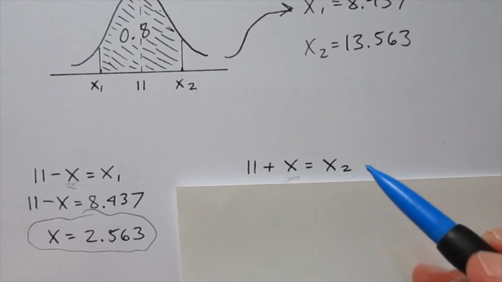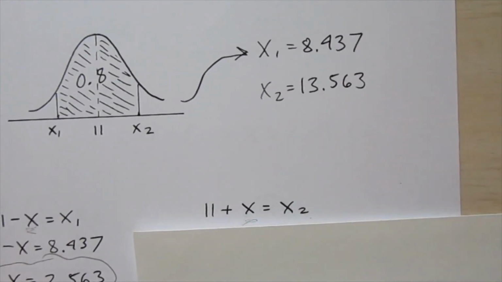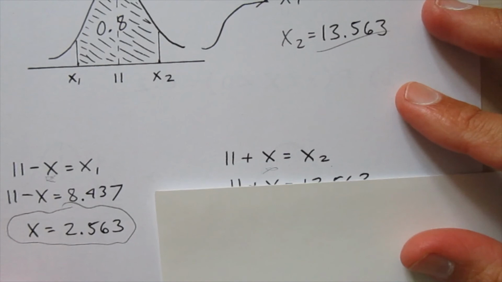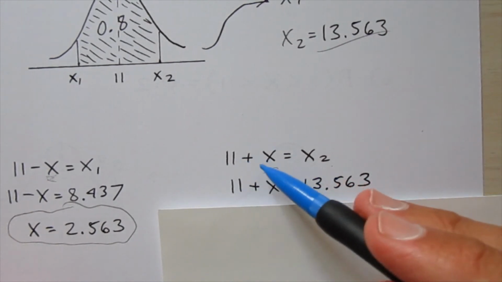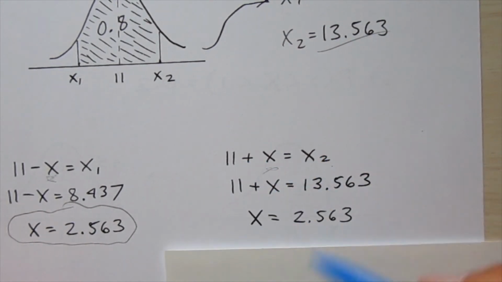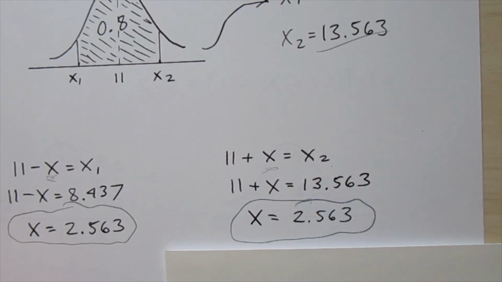Does it work for the x sub 2 value? What was x sub 2? 13.563. So put that in here. 11 plus x is x sub 2. Solve that for x. I'll be darned. You get the same thing. So x is 2.563.